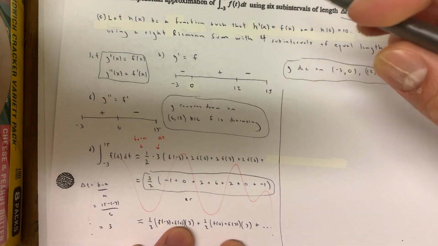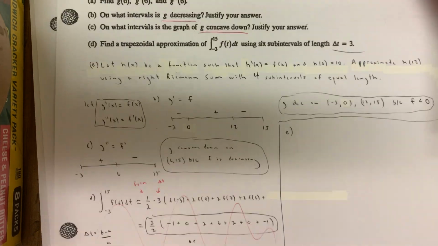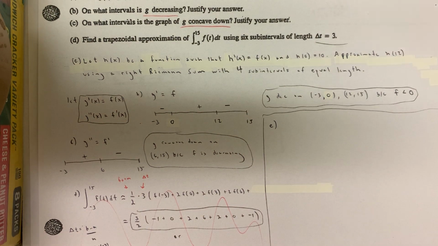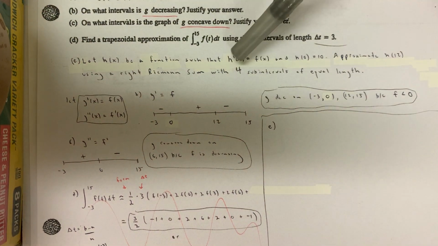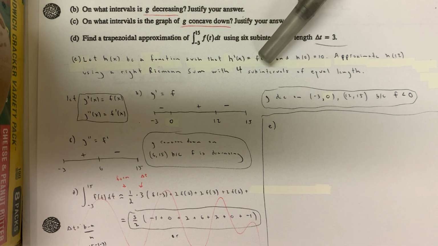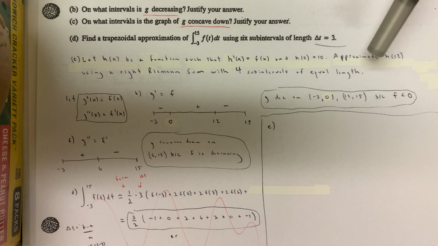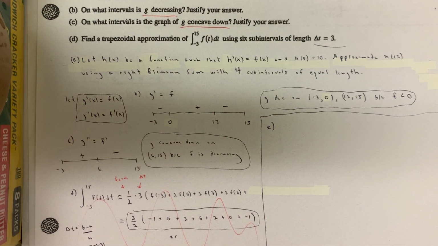But I want to make sure we got the room we need for part E, which is part E, right? E. This is a question of my own concoction. Let h of x, a wild new function appears, be a function such that h prime of x is equal to f of x, and h of 0 is equal to 10. Approximate h of 12 using a right Riemann sum with 4 subintervals of equal length.